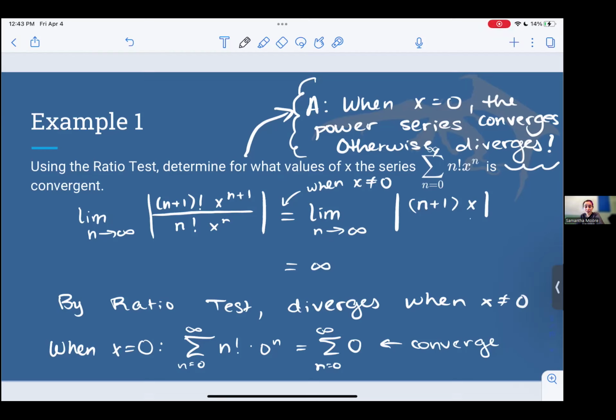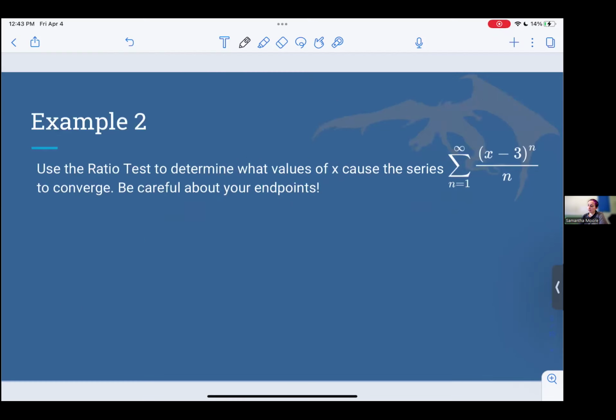Okay. So that's one example. Let's do a second example. That'll be a little bit more interesting. So again, we're told to use the ratio test, and we're trying to figure out which values of x would make this converge. So if x was 0, would this series converge? If x was 10, would this series converge? Our goal is to use the ratio test and figure out what x values would make the ratio test work.